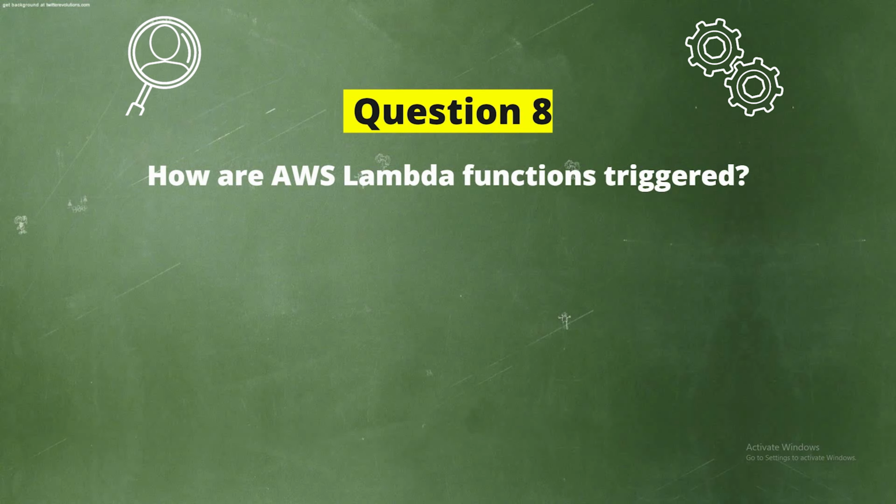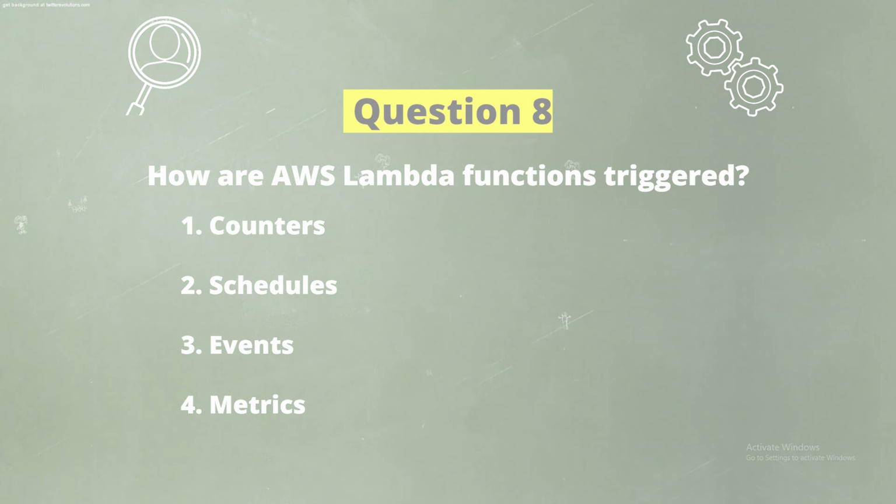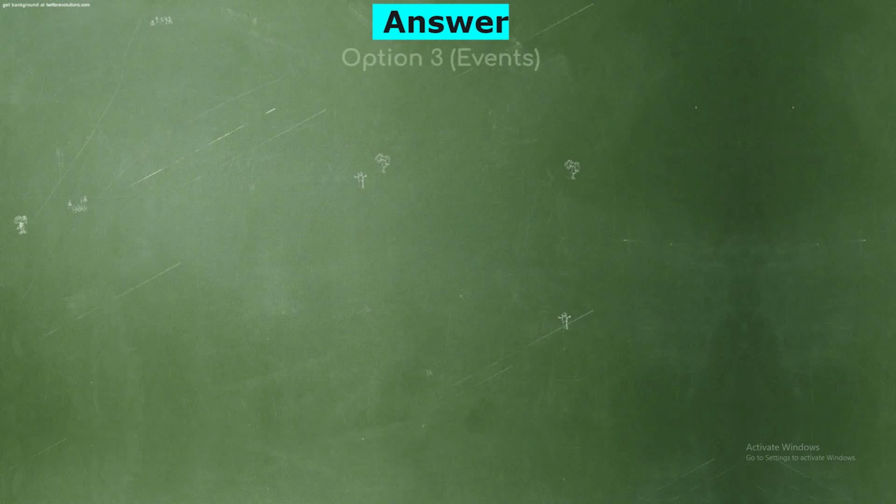Question 8. How are AWS Lambda functions triggered? Now the options are: Option 1. Counters. Option 2. Schedules. Option 3. Events. Option 4. Metrics. And the correct answer is Option 3.